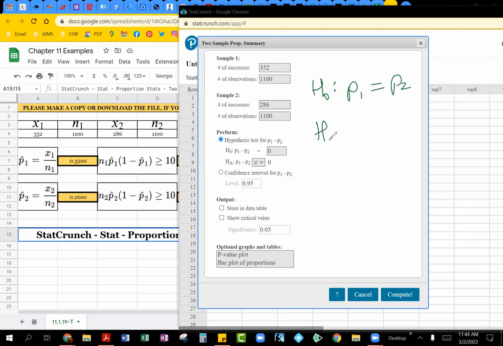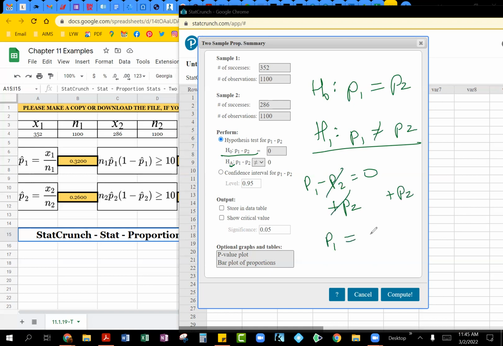And then for the alternative one, which they're using Ha but we use H1, we had P1 not equal to P2. This is actually the same thing. So when they say for this one, P1 minus P2 equals 0, well, think about it. If I just add that P2 and move it to the other side, I will in fact end up with P1 equals P2, which is what we had in my stat lab.